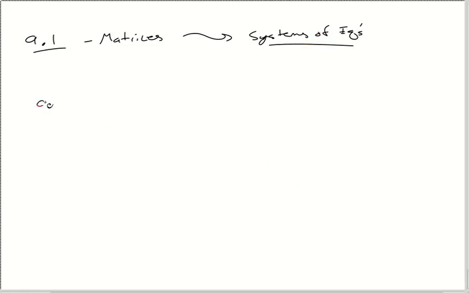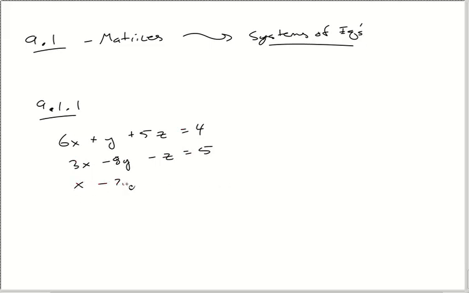Let's start off with just a problem. 9.1.1. I guess the very first problem on your homework. So I got 6x plus y plus 5z is equal to 4. And then I got a 3x minus 8y minus z is equal to 5. And then I got an x minus 7y minus 3z is equal to negative 7. Could you imagine doing this one by hand? Come on. Solve for x, y, and z. I'll wait. No, I won't.